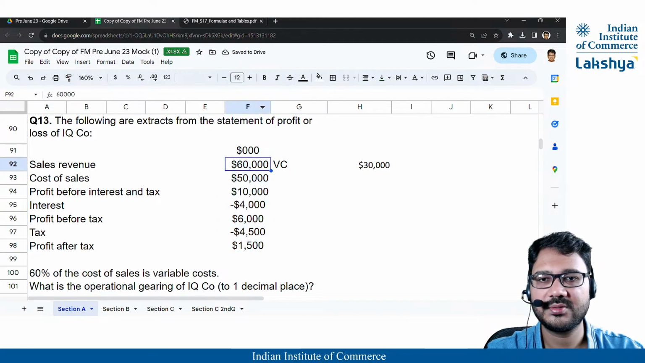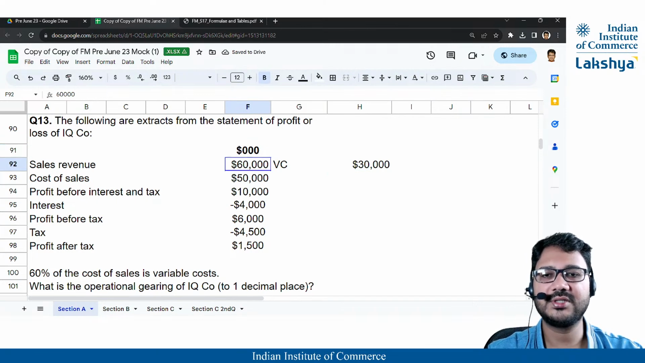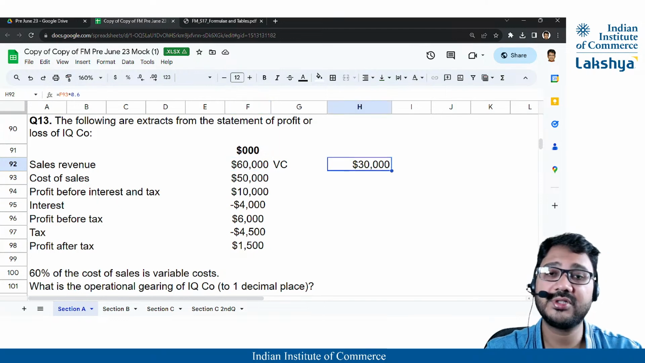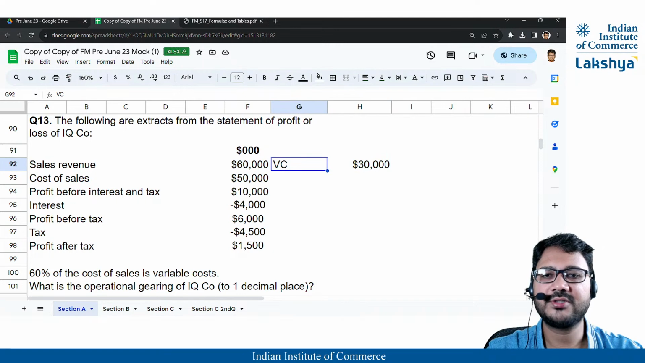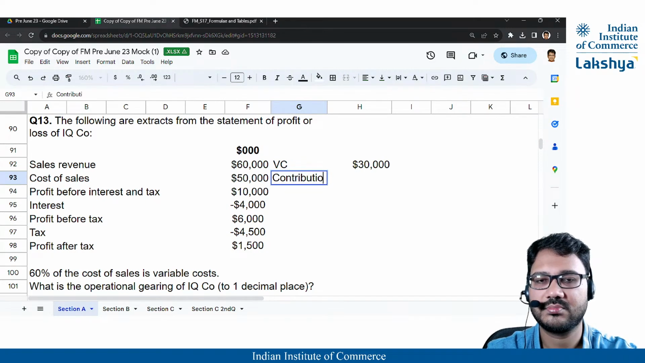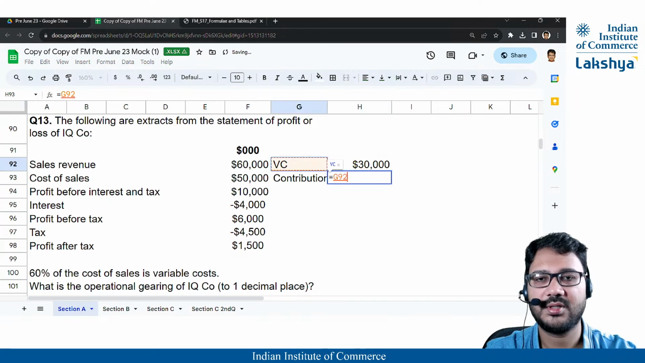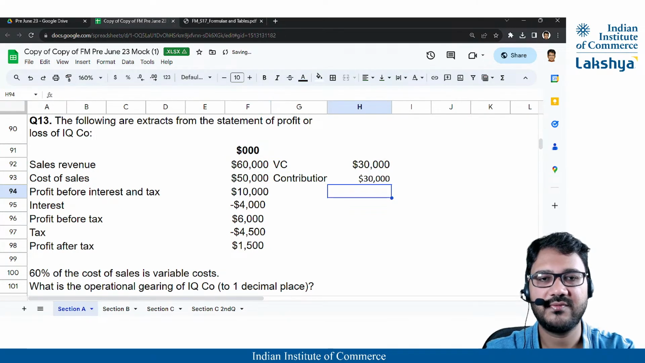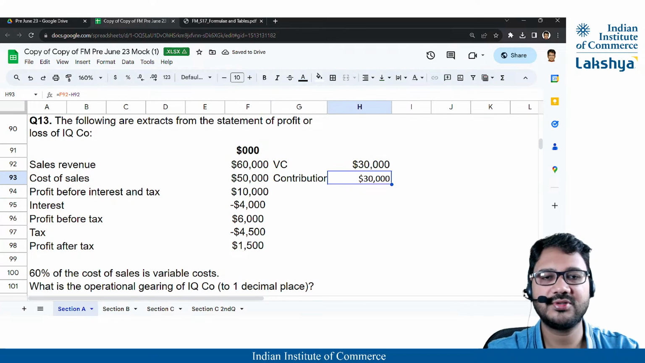All right, these are all in dollars. Similarly this is also in dollars, and it's $1,000 over here. So this does not mean it's $60,000. It's 60,000 into 1,000. Okay, 30,000 into 1,000. So we found our variable cost. Now, since we have our variable cost, sales minus VC will be our contribution. So our contribution can be sales minus variable cost, and that again is $30,000.